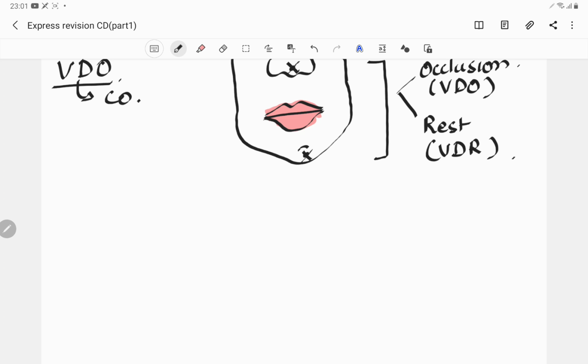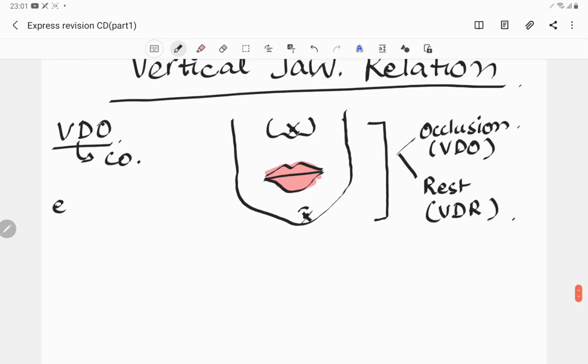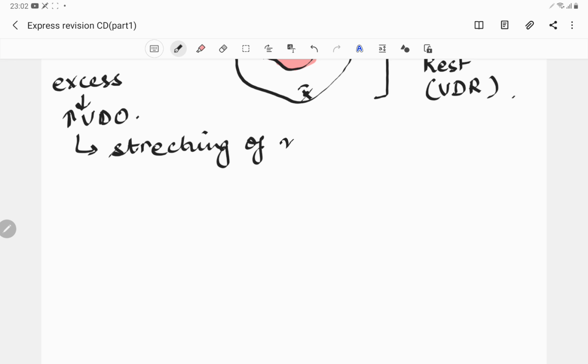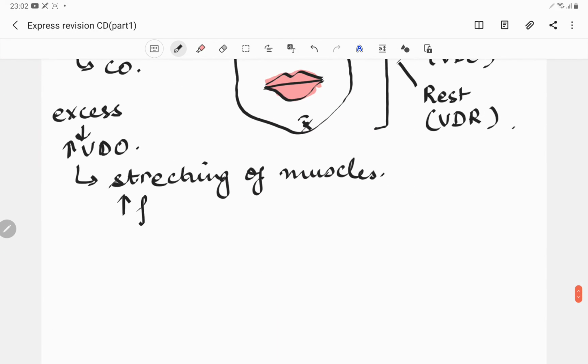So VDO, the vertical dimension of occlusion, what happens when it is in excess? That means there is going to be an increase in the VDO. When the patient is closing the mouth, the closure is supposed to be less, but it is more. Then there is going to be stretching, or straining, of the closure muscles. All the muscles which close the mouth will be stretched, and there is going to be an increase in the freeway space.